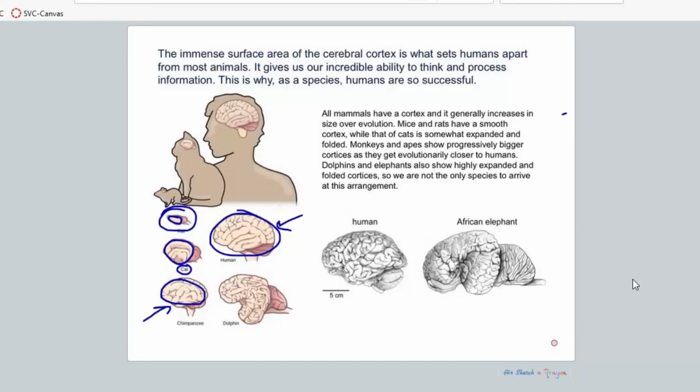Then there's some other animals that have this same type of surface area. Look what's going on with the dolphin here. All of this folding going on in there. Killer whales are a type of dolphin. Really smart. Here we have an elephant. Look at all those folds going on there in the African elephant. So a lot of processing ability with elephants, humans, and dolphins, and chimpanzees.